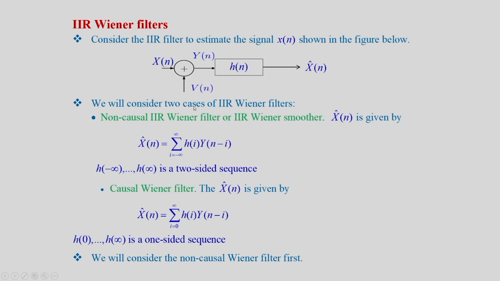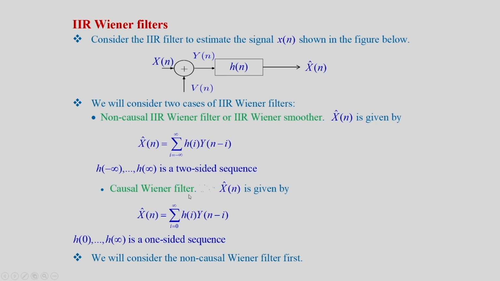We will consider two cases of IIR Wiener filters. First one is the non-causal IIR Wiener filter, also called an IIR Wiener smoother. In this case, x̂[n] is given by the summation of h[i] y[n minus i], i going from minus infinity to plus infinity. The filter coefficients h[minus infinity] up to h[infinity] constitute a two-sided sequence.